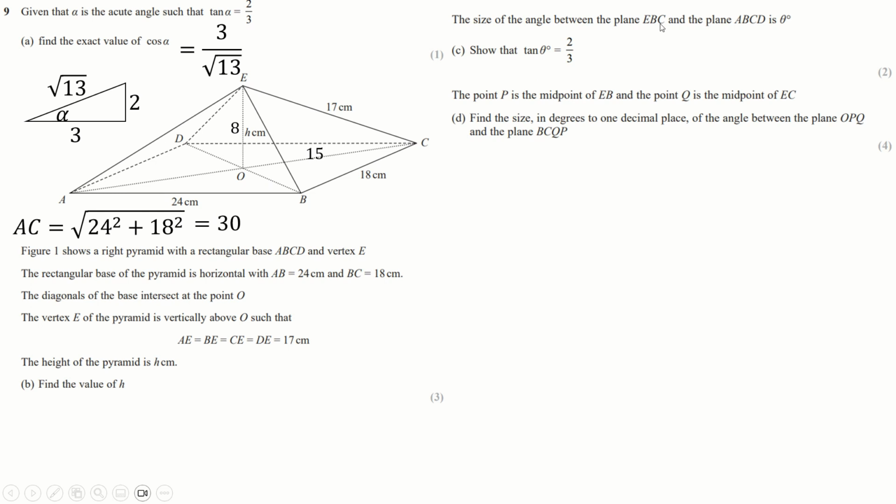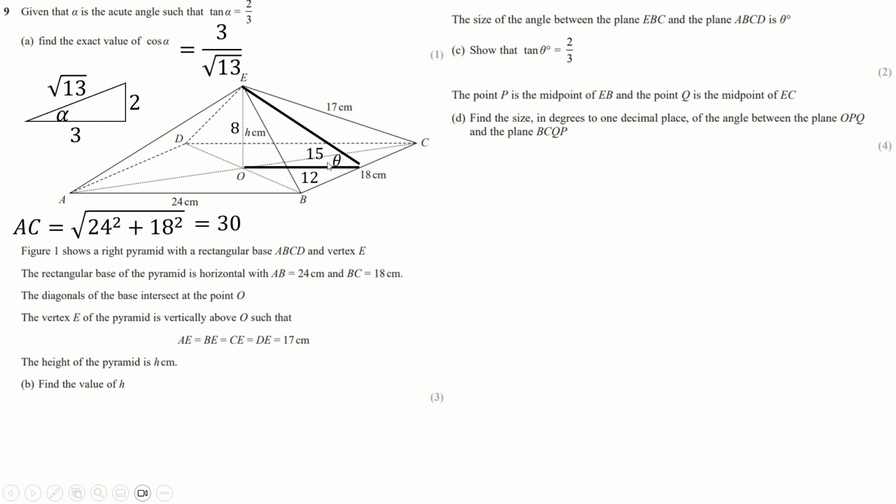Now, the size of the angle between the plane EBC, which is this plane here, and ABCD, which is the base, is theta. So if you draw a line straight down to the middle of BC and then straight across to O, that's kind of how you have to do angles between planes. You have to go to the middle of this one and then across to the middle of that one. The angle they're talking about is this one, theta here.